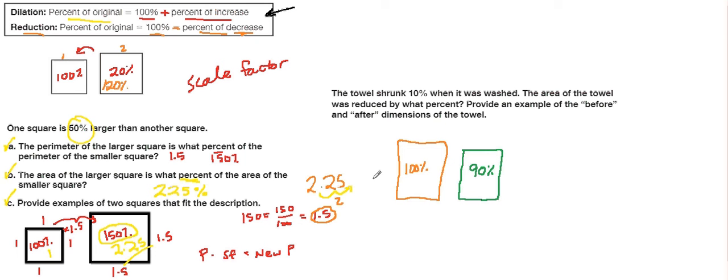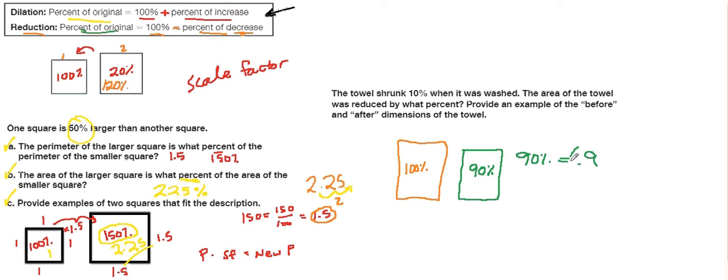How does area change? We just talked about this. Take the scale factor, which is 90, because percent of original is 100 minus 10, so we don't really need to use the 10 again. 90%, so what's the scale factor? 0.9.